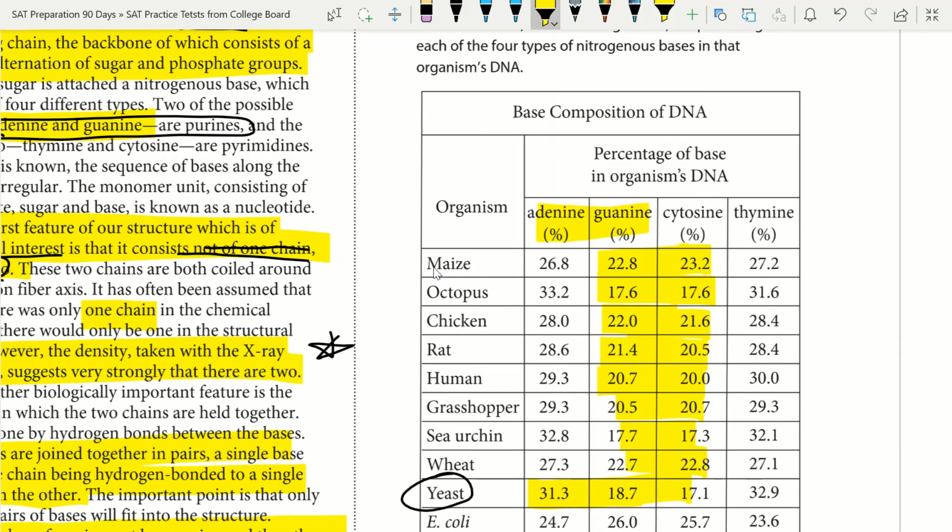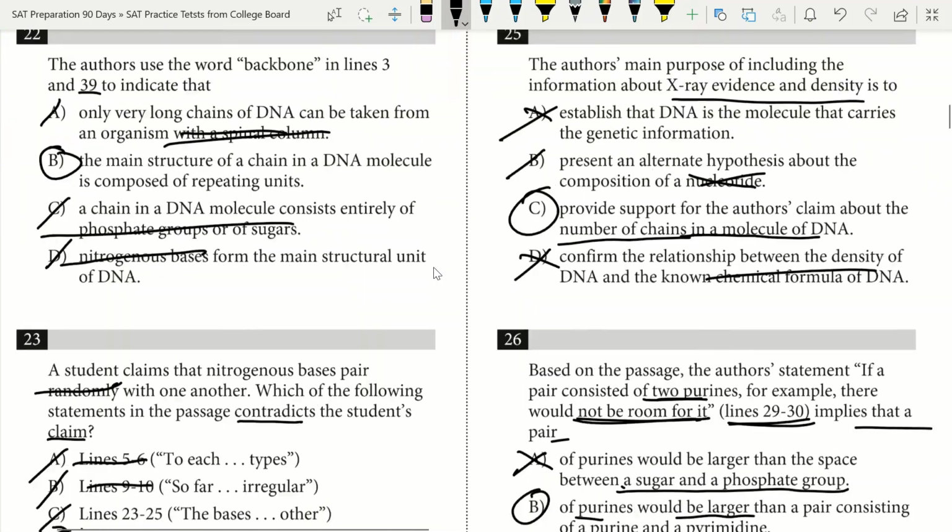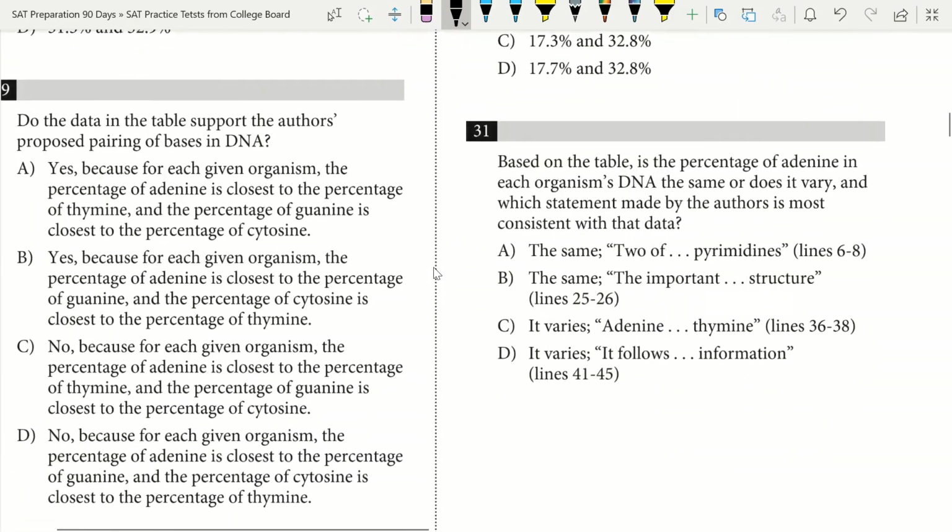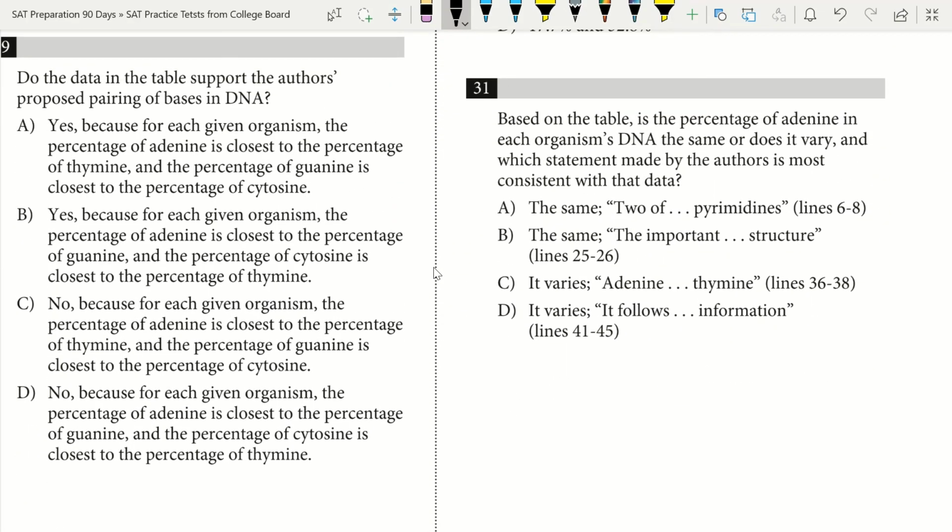We'll use blue for this one. We see our adenines and our thymines match up: 33, 31, 28, 28.4, 28.4, 28.6. All right, so we see all that. We see they all match up. So yes, it does support it. So that table is going to support it. And we have to explain why as well, right? So does the data in the table support the author's proposed pairing of bases in DNA? So we're going to have to support our answer here.